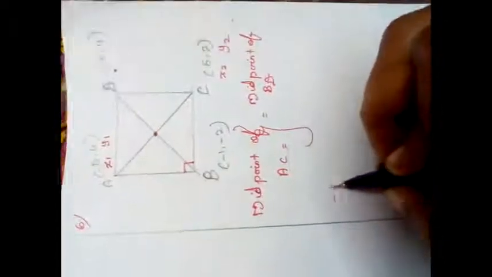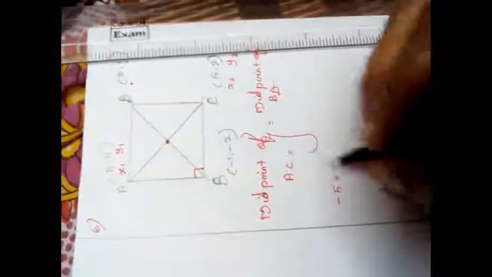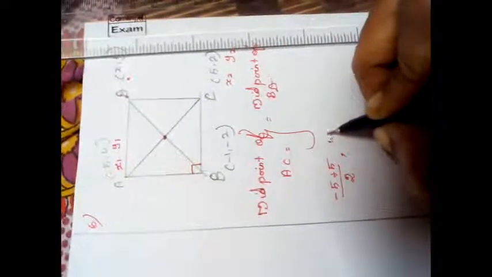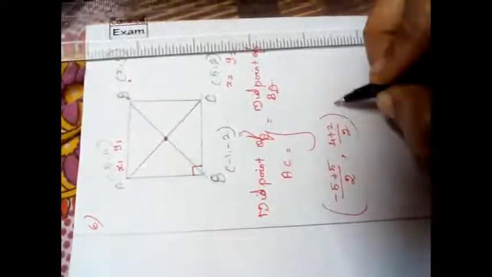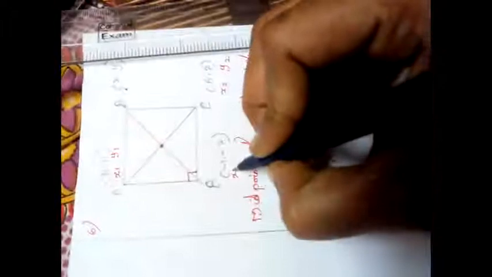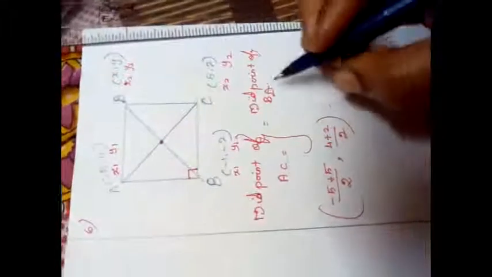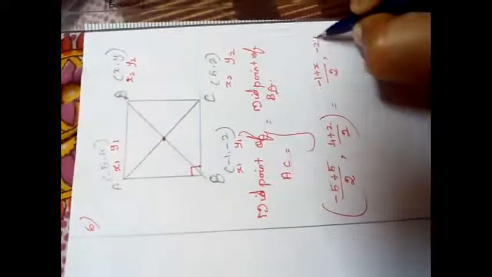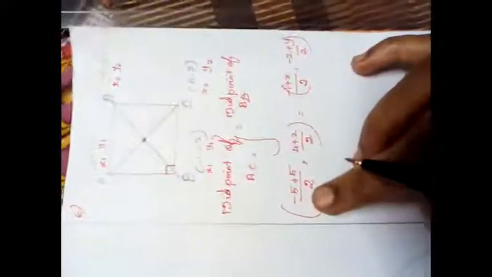Okay. Therefore, (minus 5 plus 5) by 2, comma, (4 plus 2) by 2 is equal to, this is x1 y1 and x2 y2. Okay, (minus 1 plus x) by 2, comma (minus 2 plus y) by 2. It means midpoint of AC is equal to midpoint of BD. Now x-axis values are equal and y-axis values are equal.